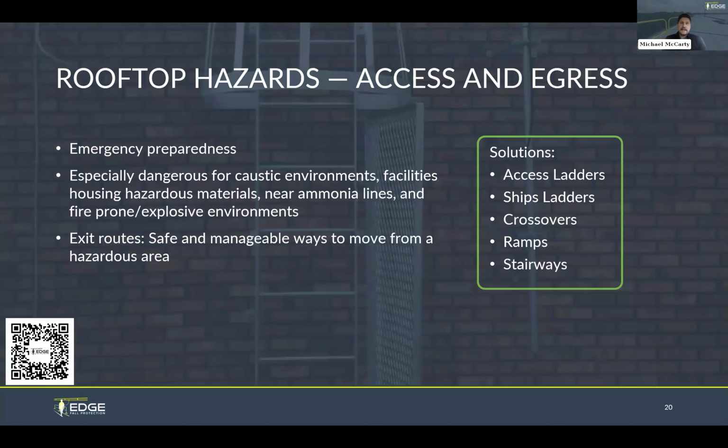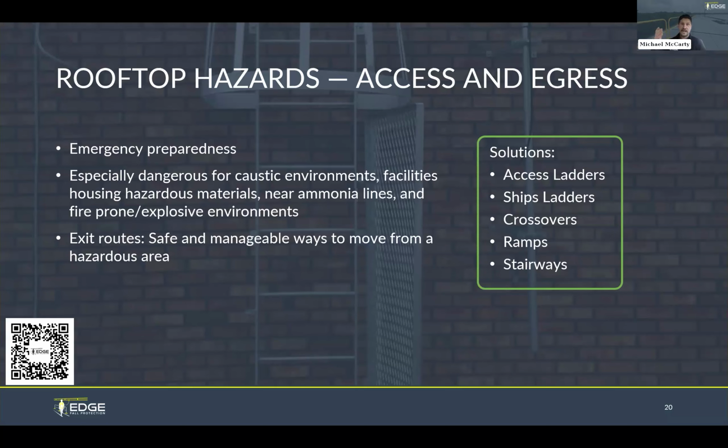Other rooftop hazards: access and egress. So ladders, access ladders, so straight up and down ladders, ship's ladders at a slight incline, crossovers, ramps, any sort of stairways. Just be aware if you're in some sort of caustic environment, say a warehouse with cold storage and you have ammonia lines up top. If something bad happens, like an ammonia leak, you're going to have some sort of muster point outside. And how fast can people get off of your roof and into a safe zone?